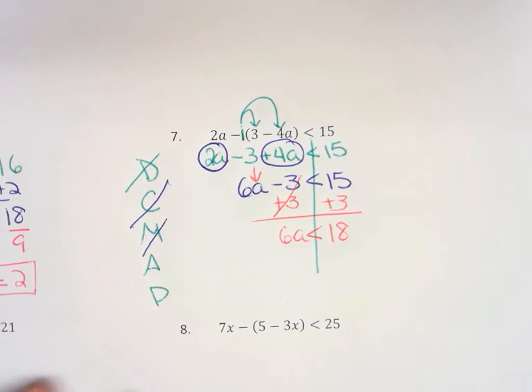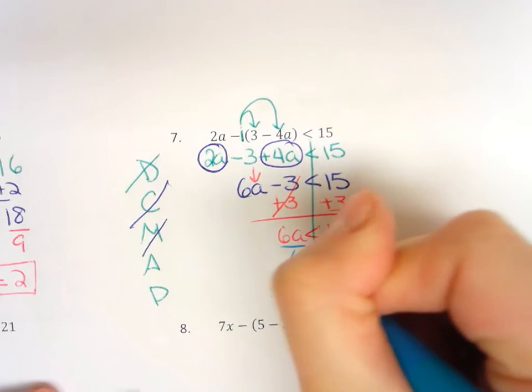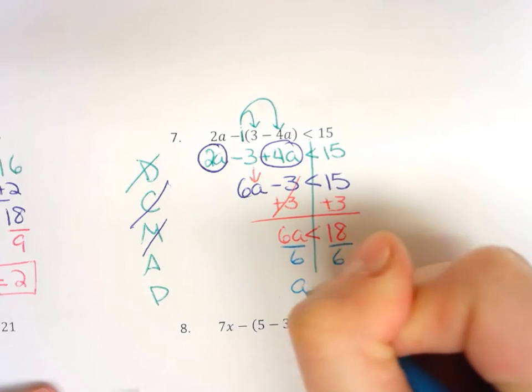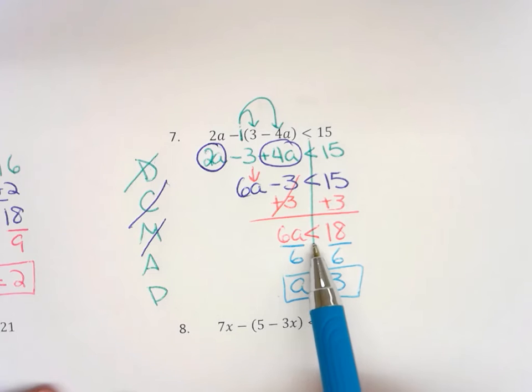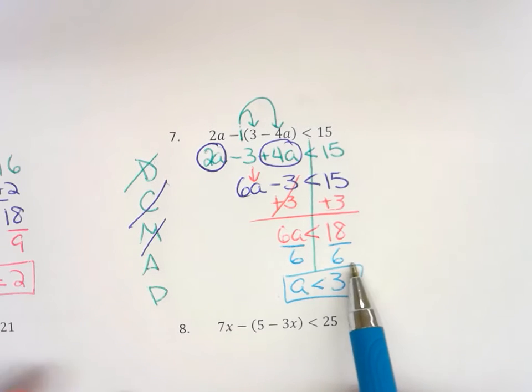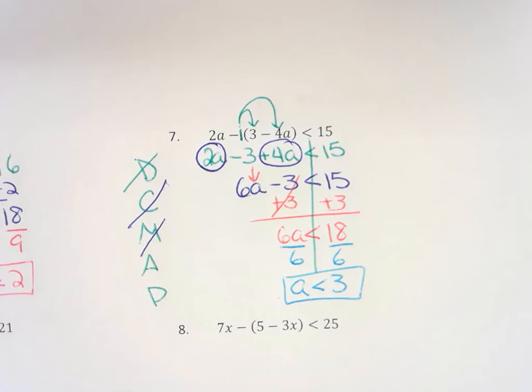One more step, because a is not completely by itself. Divide both sides by 6, and we've got a is less than 3. Now, we did not have to flip that inequality sign because we divided by a positive number, a positive 6.